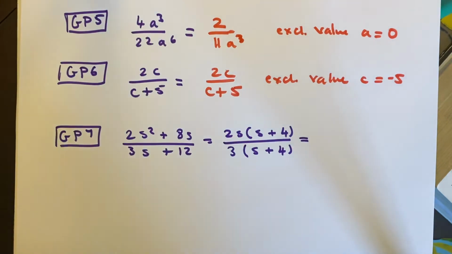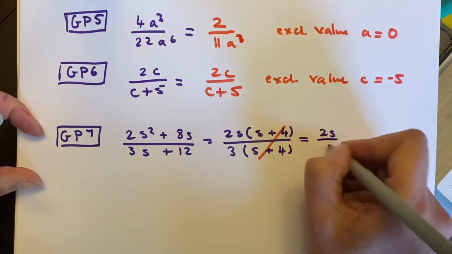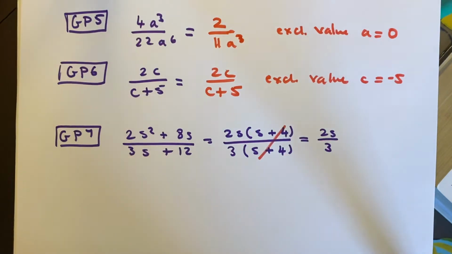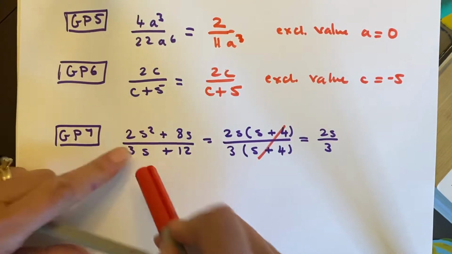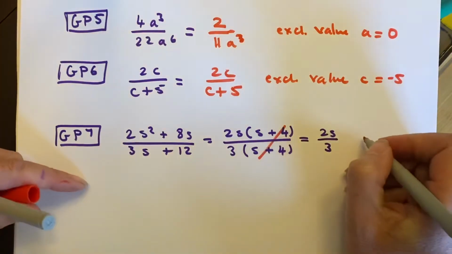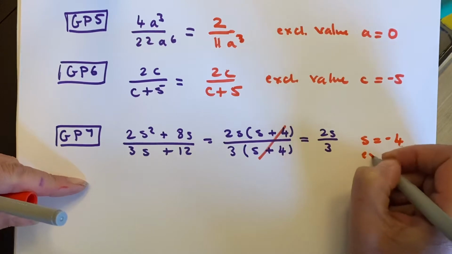When I do that, I see that I can cross out s plus 4, numerator and denominator. So I end up with 2s divided by 3. Going back to my original equation, I can see that if I put in a -4 here for s, my excluded value is x equals -4. That's the excluded value.